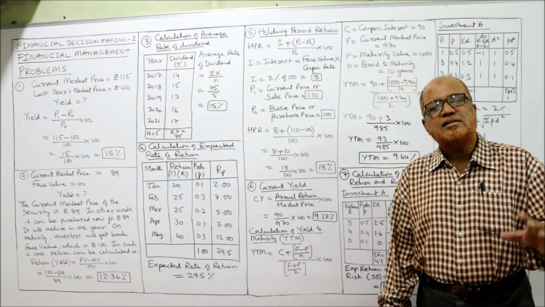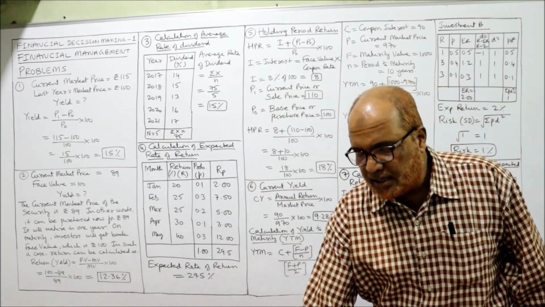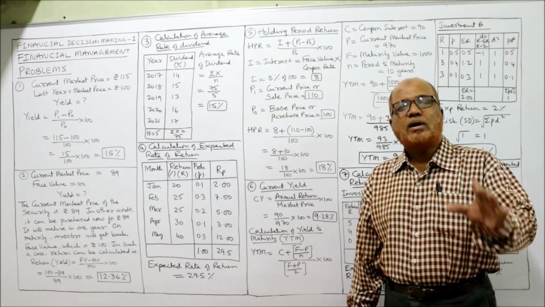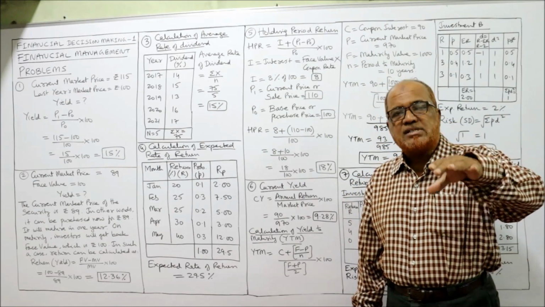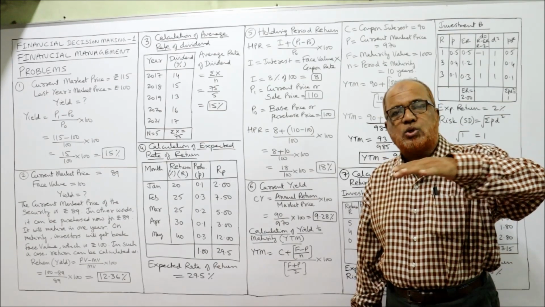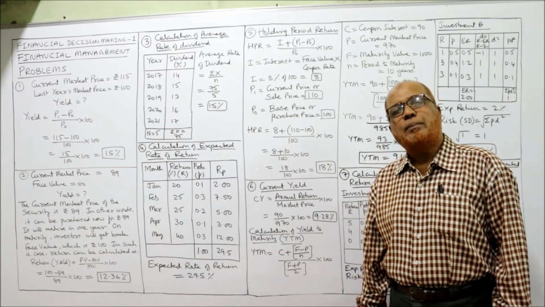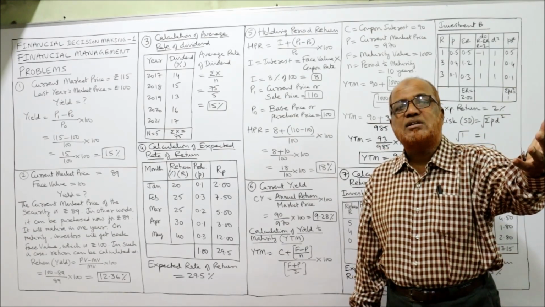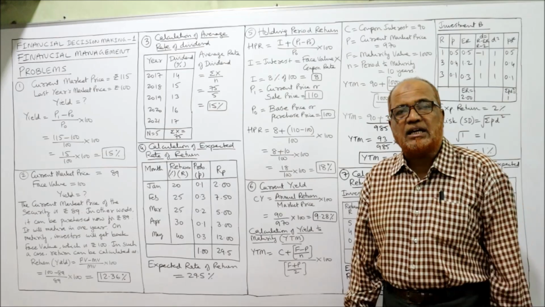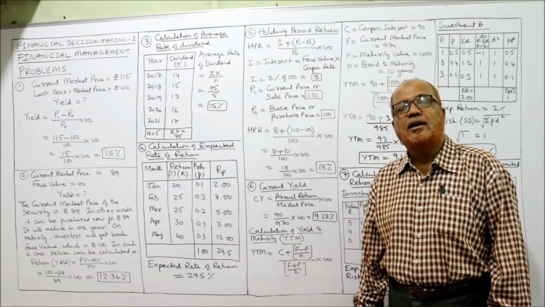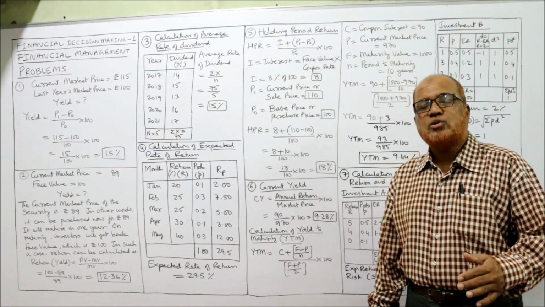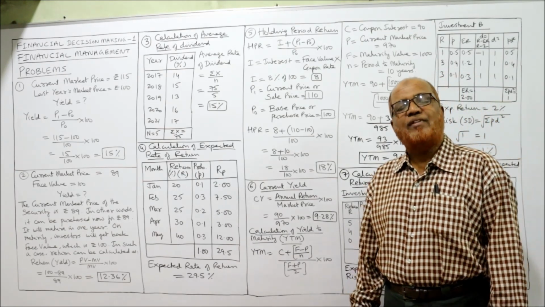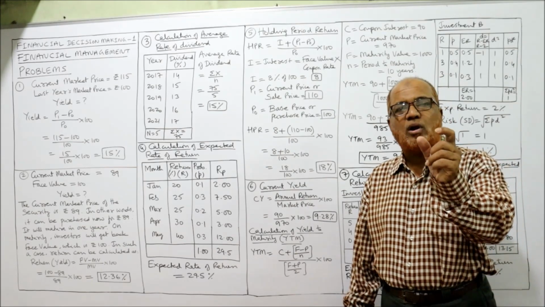Apart from current yield, it is also asking you to calculate the YTM, yield to maturity. What is the average return an investor will get over the maturity period? Maturity period is 10 years. So over a period of 10 years, what is the average return which an investor is getting? That is called yield to maturity.